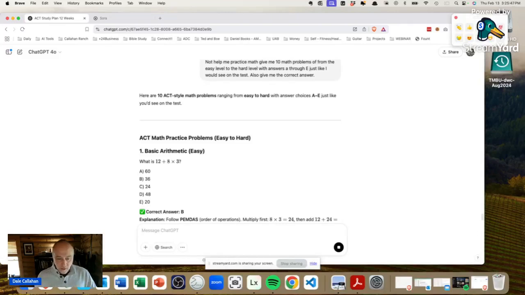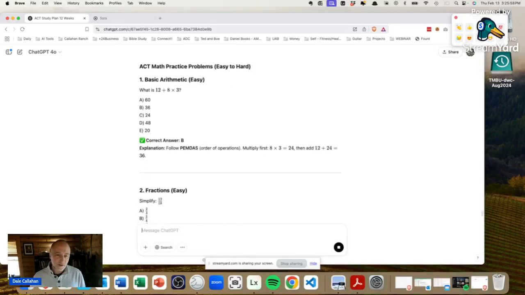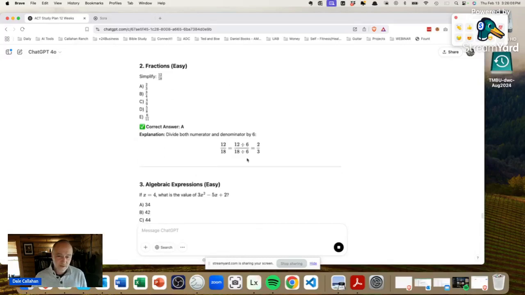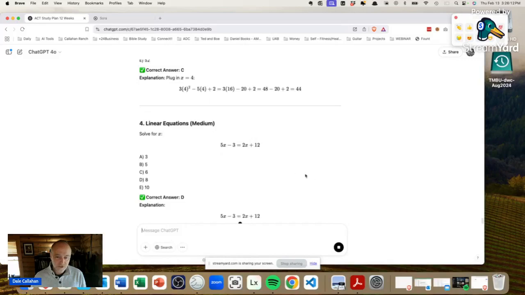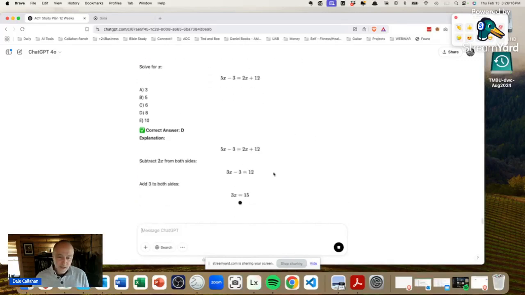It's going to give it to you, and I love this thing because it's given me more than I asked for, and usually it does. So here's a simple problem. Notice it's labeling them as easy. Not only does it give you that the answer is A, but it tells you how we got to it. If we come down here, we have linear equations, and this was a little harder. It's a medium level question, and it's giving you the answers.